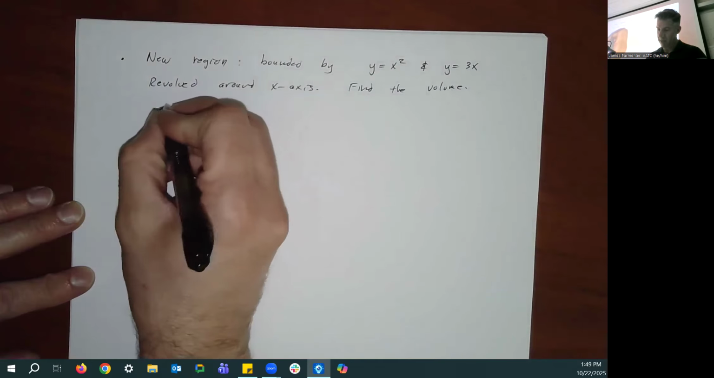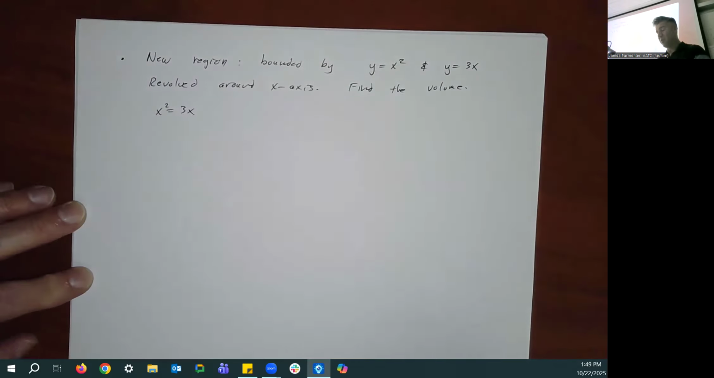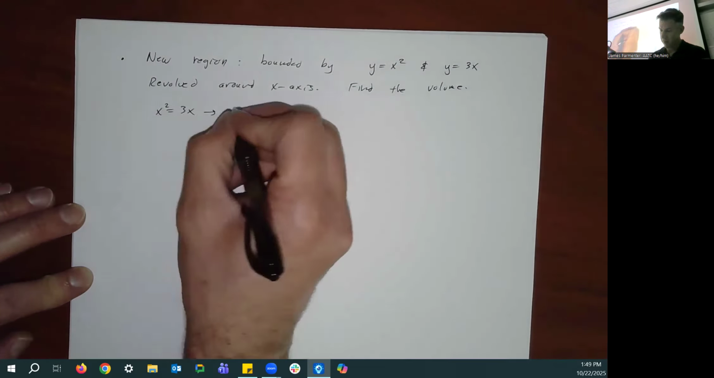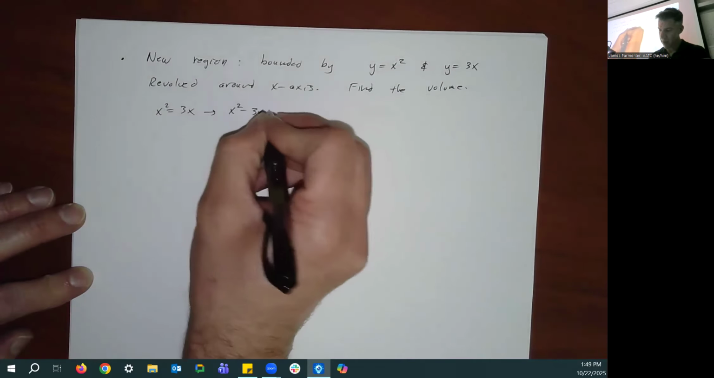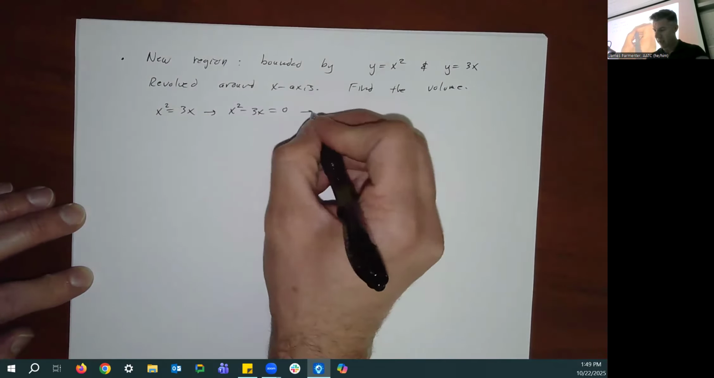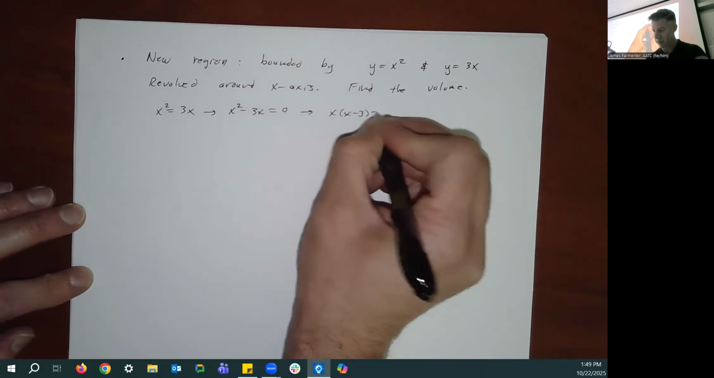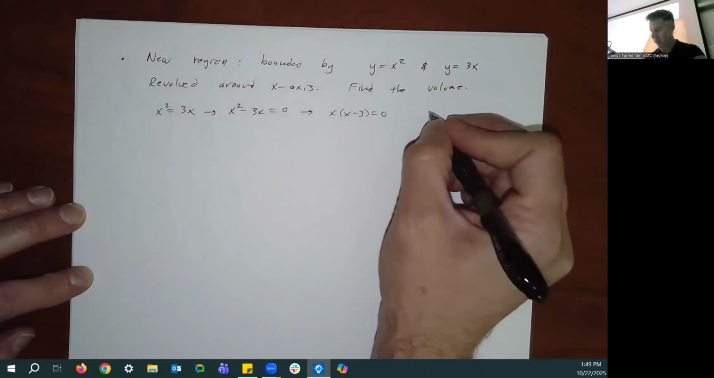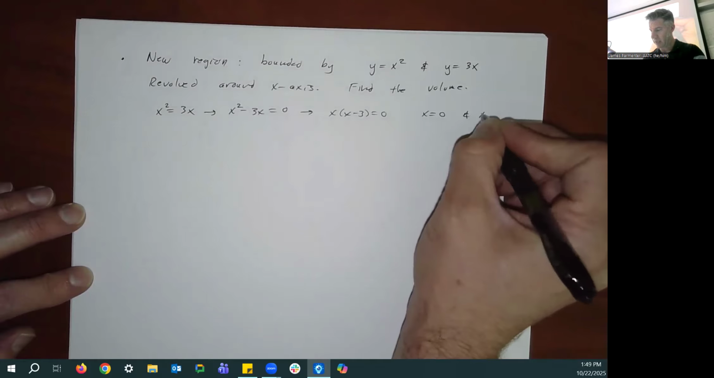So I set x squared equal to 3x. Don't divide both sides by x. Bring 3x over to the left, and then factor out an x, and get x times (x minus 3) equal to 0. So we know that these intersect at x equal to 0 and x equal to 3.